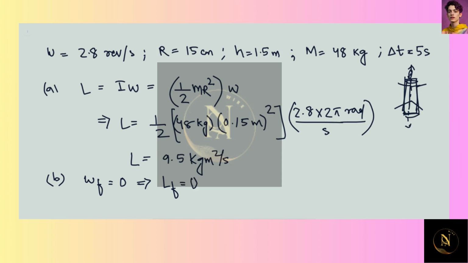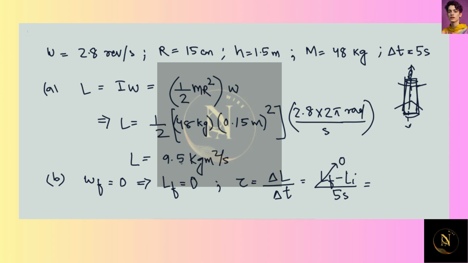Now we can find the torque from the definition of torque, which says that torque is the rate of change of angular momentum with time. So del L is Lf minus Li, and del T is given to be 5 seconds. Now Lf is simply 0 because the final angular momentum is 0, it comes to rest.